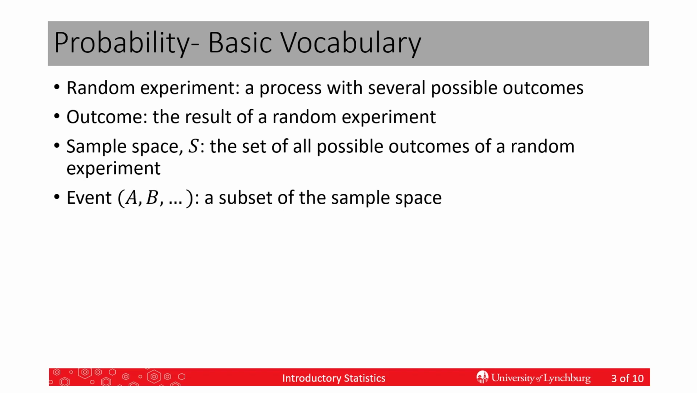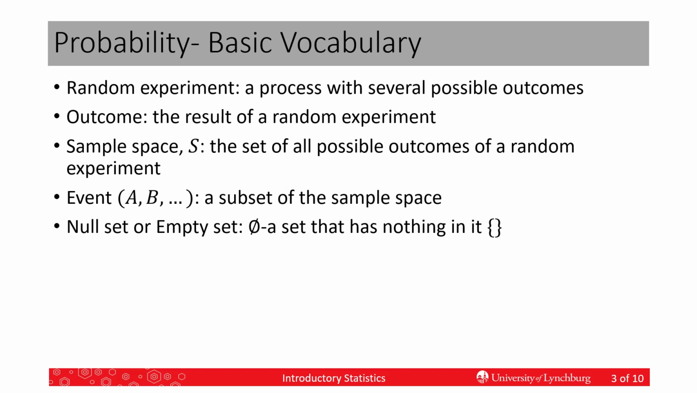Now, an event, and for events we use capital letters near the front of the alphabet. I mean, that's just the convention, but we don't have to. We could use any letter we want to, or Greek symbols or what have you. It's a subset of the sample space, so it's some portion of the sample space. It could also include the whole sample space or nothing in the sample space. Depends on how we define it.